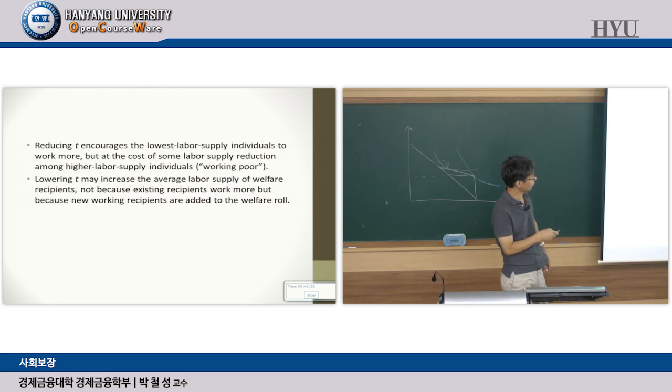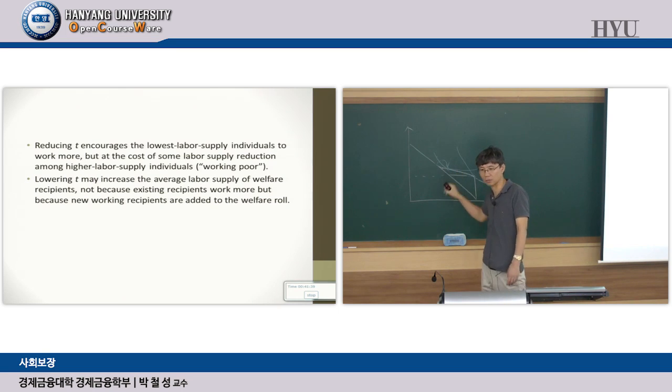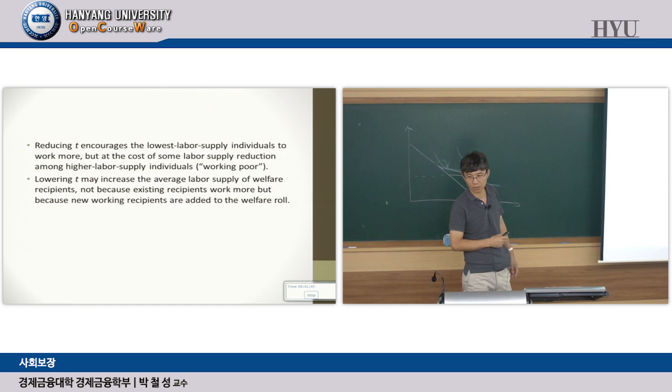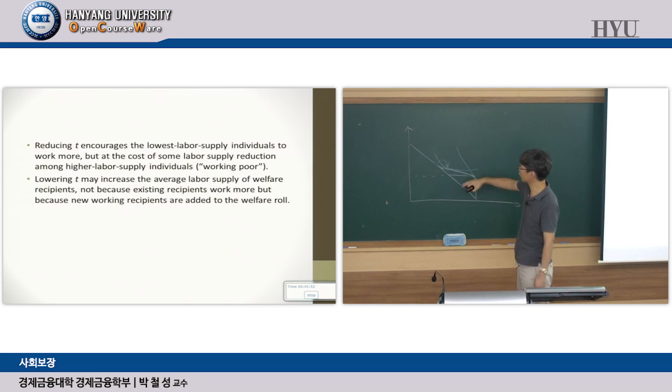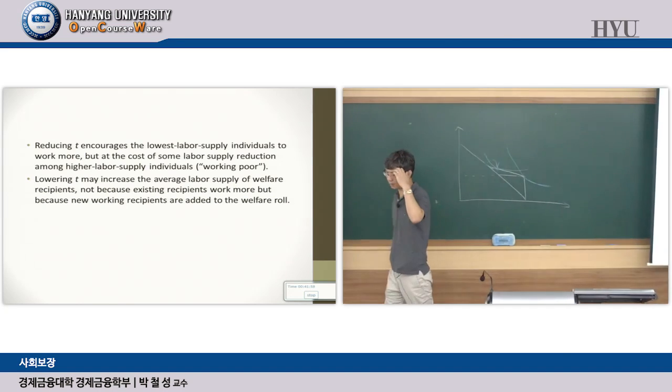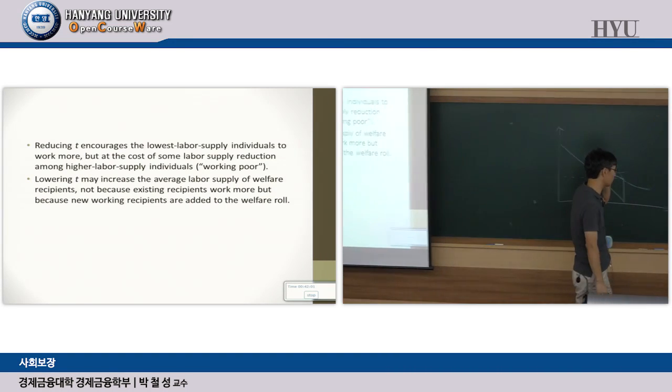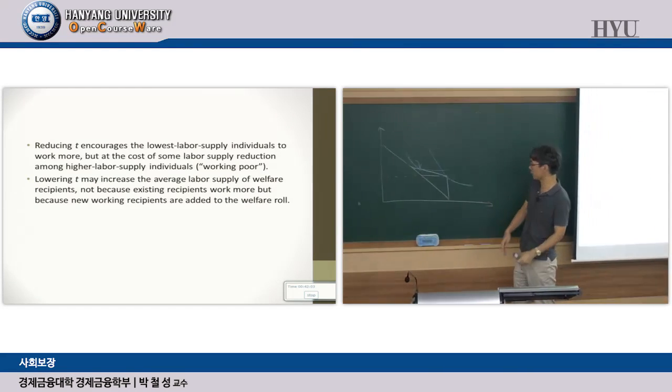So this is the point. Lowering T may increase the average labor supply of welfare recipients, because the average labor supply was 0 and now it's not 0, since some are working. When you average them out, it is not because existing recipients work more, but because new working recipients are added to the welfare roll. This is actually an important point when you think of changing T.